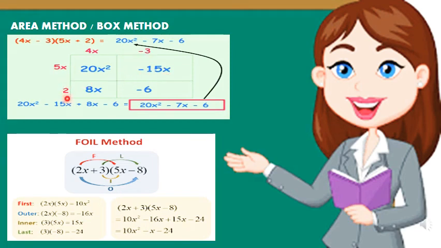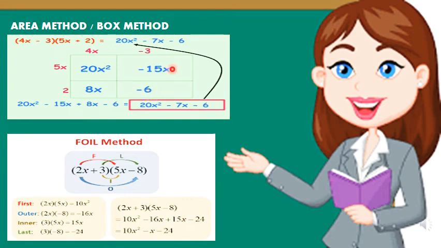We have one more term here, that is 2. This 2 should be multiplied with 4x and minus 3 as we did for 5x. So 2 into 4x is 8x. 2 into minus 3 is minus 6.